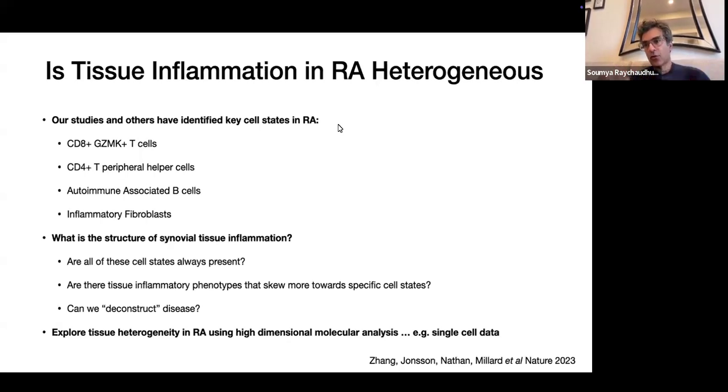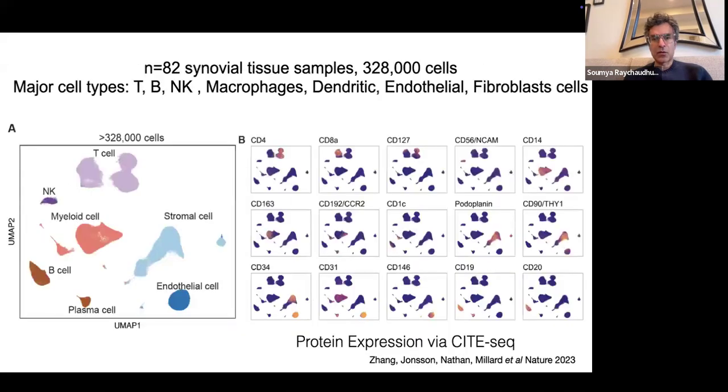And we know already before we did this study that there's some key populations that are important in RA. For example, granzyme K T cells, CD4 T peripheral helper cells, the so-called autoimmune associated B cells, inflammatory fibroblasts. And the question is, is there some kind of structure, right? Are all these pathogenic cell states increased in all patients, or are there subgroups of patients that have some enrichment for these different groups? And we want to know if we can sort of deconstruct disease and explore tissue heterogeneity in rheumatoid arthritis.